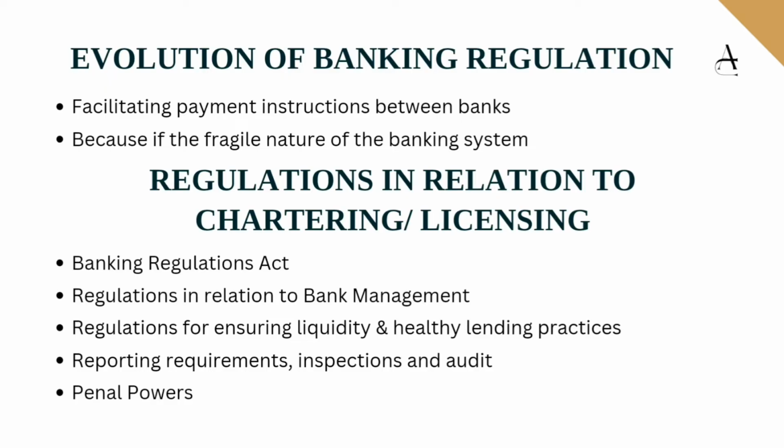So some of the regulations in relation to this chartering or licensing include the Banking Regulations Act, regulations in relation to bank management, regulations for ensuring liquidity and healthy lending practices, reporting requirements, inspections, audit, and penal powers. Like, if the bank defaults, then what should we do? If there are multiple violations of law, then what should be done? Such things are called penal powers. All these things are given again in detail in our textbook. So let us go one by one.